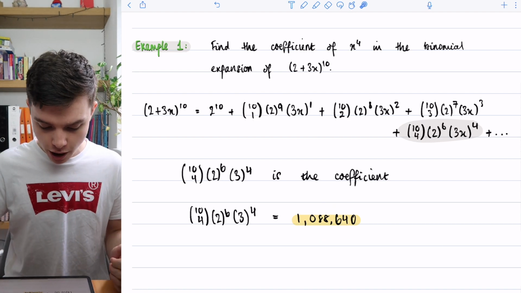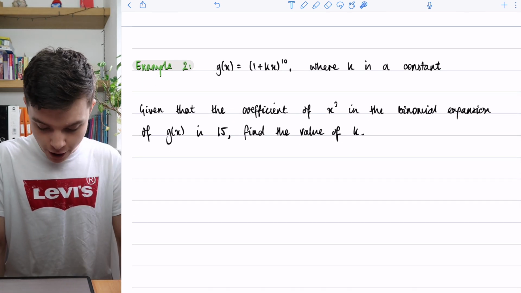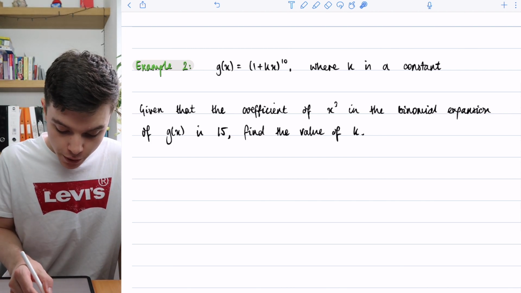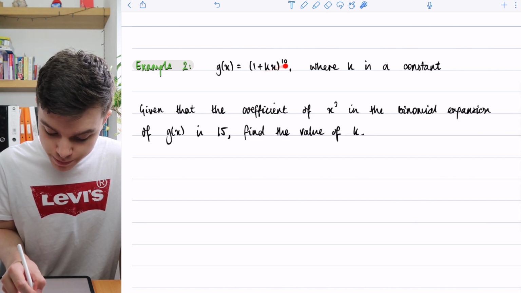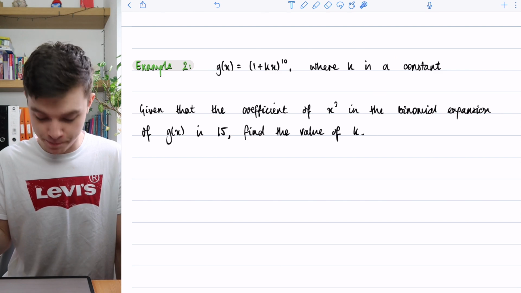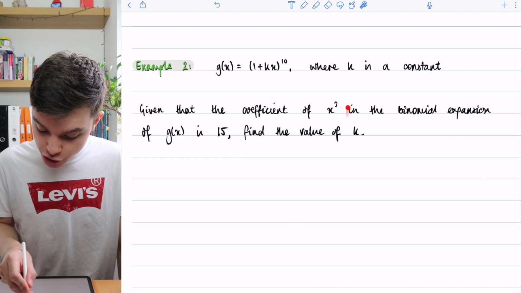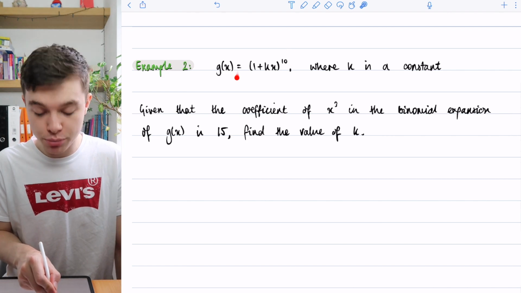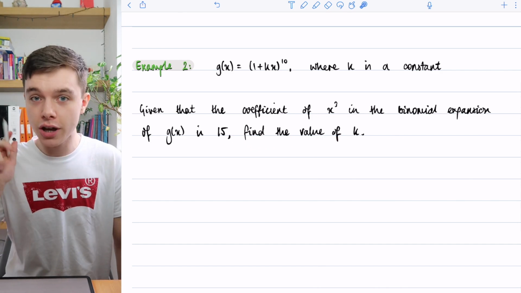Okay, let's have a look at the second example. This one is a little bit like what I mentioned a minute ago. Here we have an expansion, but we have a k inside the bracket. We know that g of x is equal to (1 plus kx) all to the power of 10, and we're told k is a constant. A constant is just a number that stays constant, okay? It says, given that the coefficient of x cubed in the binomial expansion of g of x, so the binomial expansion of this bracket here, the coefficient of x cubed is 15. Find the value of k.